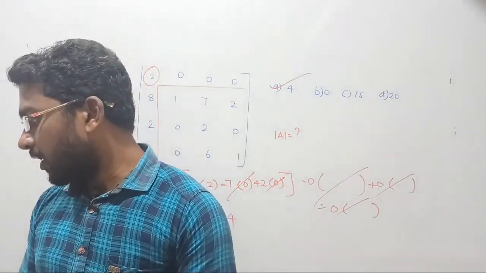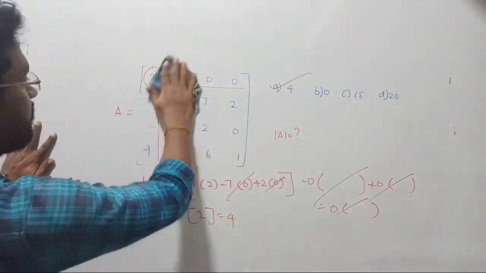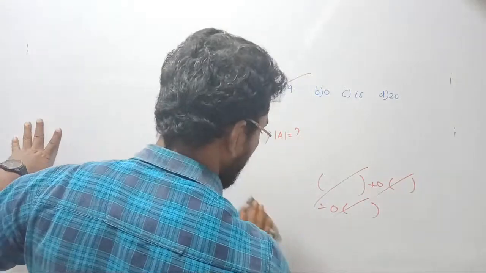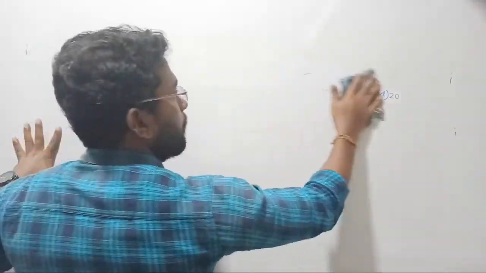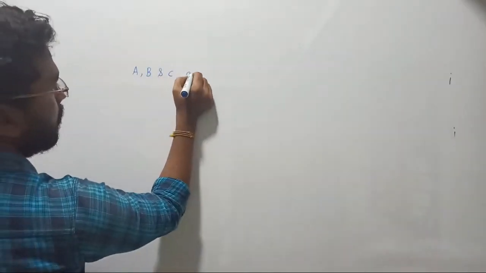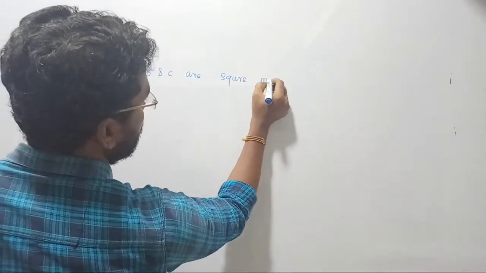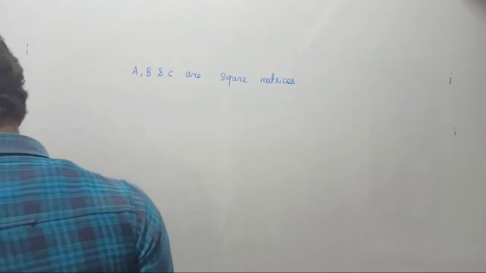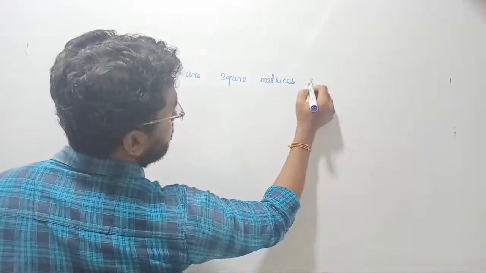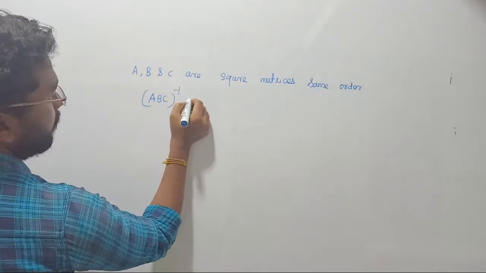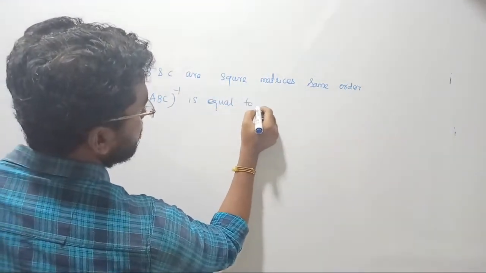Fine. Next question. If A, B, C are square matrices of the same order, then (ABC) whole inverse is equal to what?